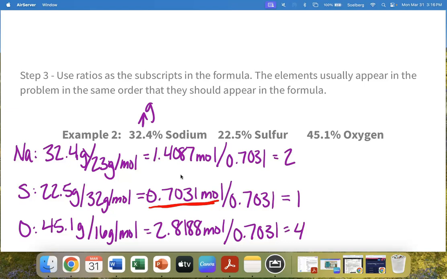So the empirical formula for this is going to be Na, and these numbers are just my subscripts. So it's Na2SO4, and that's my empirical formula. I know, a little bit confusing, lots of math, but not super hard, I don't think. It's kind of nice we get to round the atomic masses instead of having to use all those decimals.